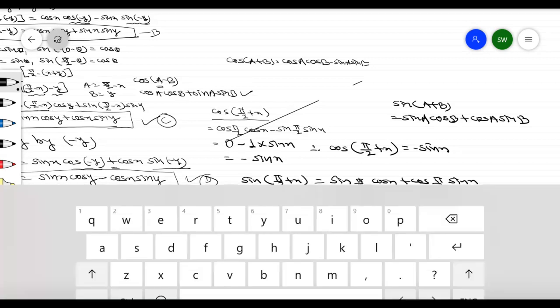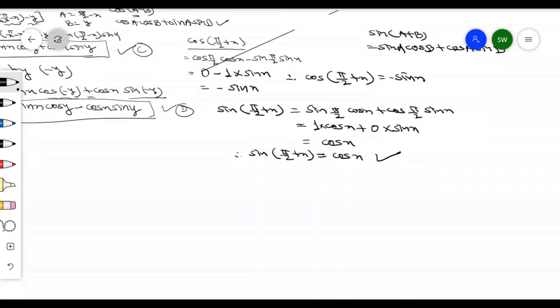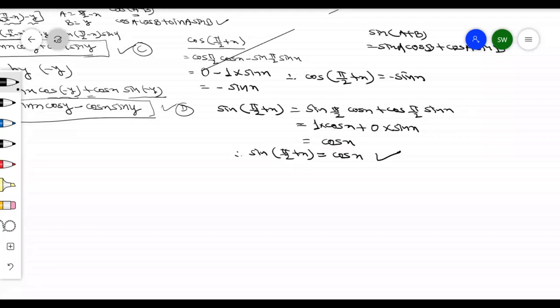So remember this formula. Then let us see another result. Cos(pi minus x). Use the formula cos(A minus B). So that is cos pi into cos x plus sin pi into sin x.